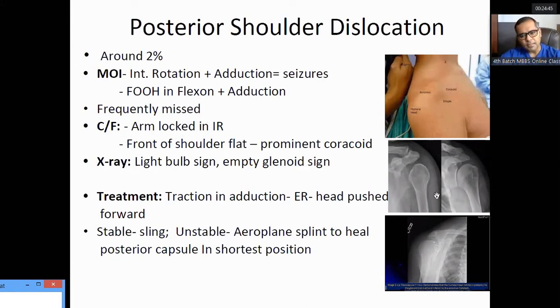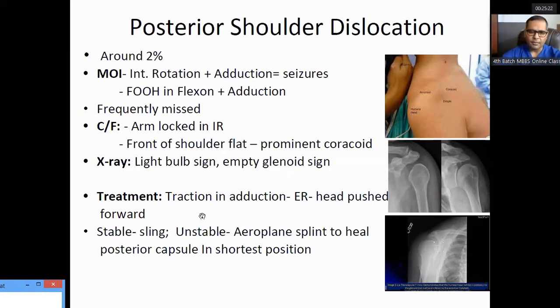Occasionally we see a similar type of X-ray in normal people also. When we do the X-ray keeping the limb in the internal rotated position, sometimes a patient comes with a normal shoulder having this sort of picture with the light bulb sign. It is mainly due to the posterior dislocation. Another is the empty glenoid sign. Typically the glenoid and the humeral head should be collinear, like this in this picture, which is not there in this posteriorly dislocated one.